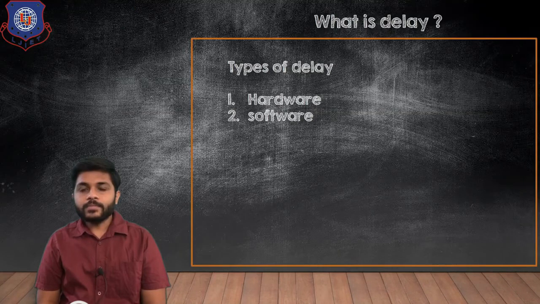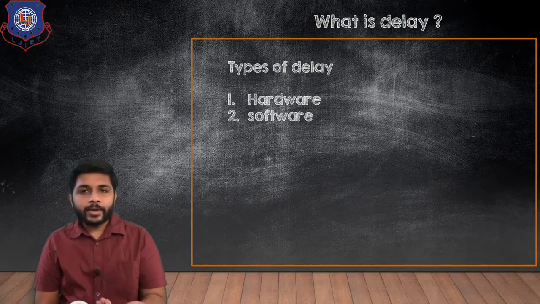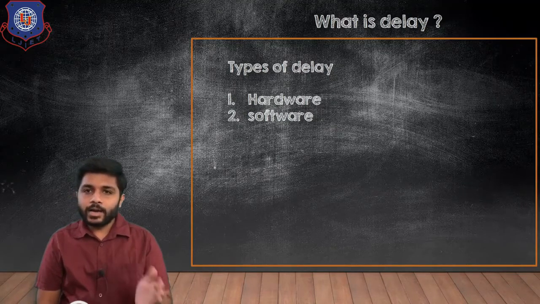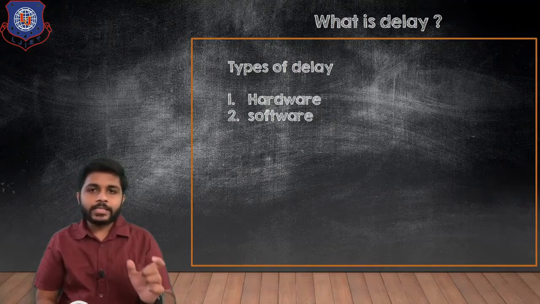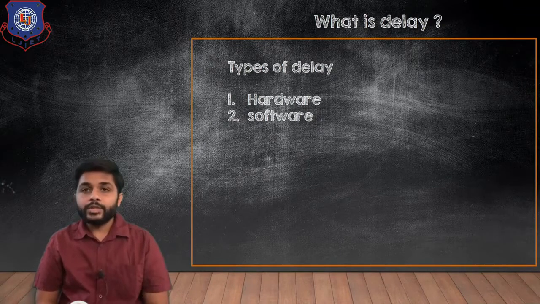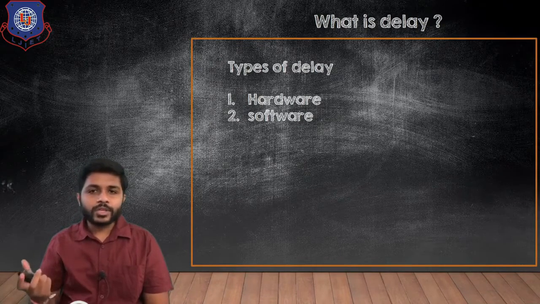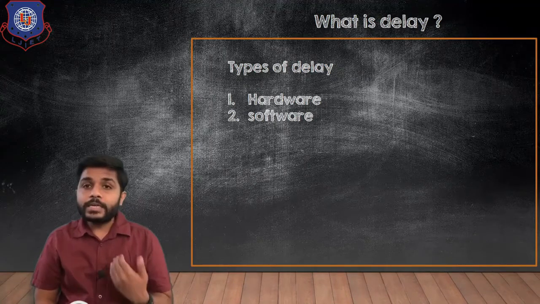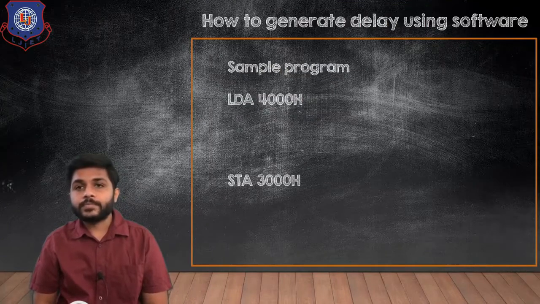You can generate delay in the microprocessor 8085 by two methods. Either you can generate delay using hardware, some circuits that can create some particular amount of time, or you can create delay using software, meaning some instruction or program. In this session, we are going to see how we can generate delay using software.